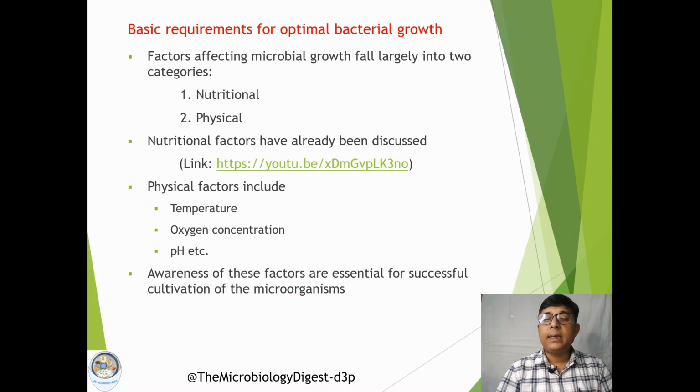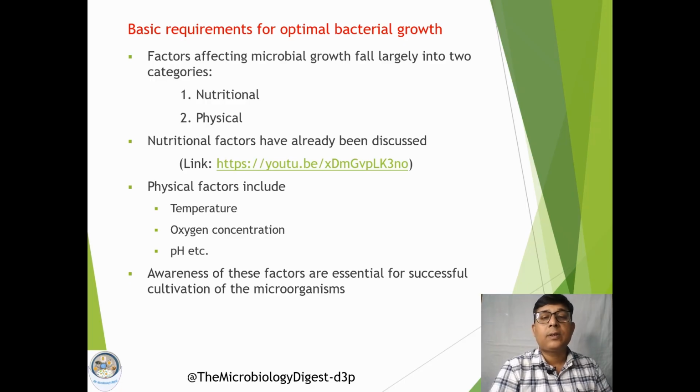Now, today's discussion is on bacterial growth. To get optimum bacterial growth, there are some factors which aid bacterial growth. The first type of factor is the nutritional factor, and the second type is the physical factor. So two factors: nutritional factors and physical factors.